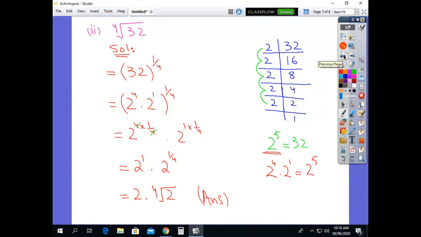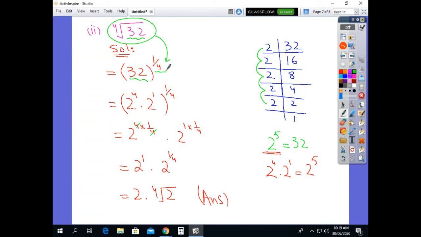Here we see that we have a radical number which is the fourth root of 32. First of all, we convert this radical number into exponential form. How do we convert it into exponential form? First of all, we write 32, and this root of 4 means 1 by 4. We write it in the form of 1 by 4.